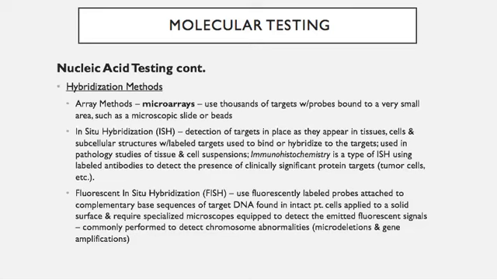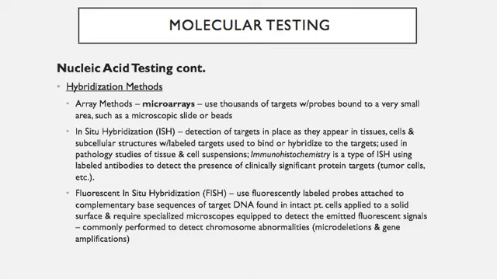Immunohistochemistry is a type of in situ hybridization that uses labeled antibodies to detect the presence of clinically significant protein targets, such as tumor cells. Probes for these tests are monoclonal antibodies linked to enzymes that produce visible signals from chromogenic substrates.